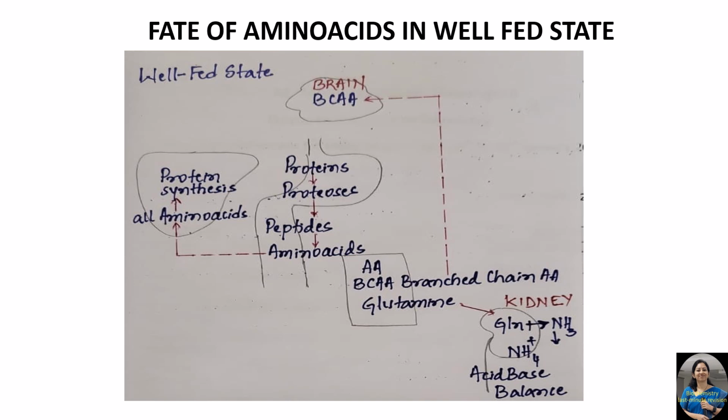Glutamine is selectively taken up by the kidney, where glutamine releases ammonia. This ammonia gets converted to ammonium ion, and this is responsible for regulation of pH, and thus it maintains acid base balance. All other amino acids are taken up by the liver, where they are utilized for protein biosynthesis by translation.